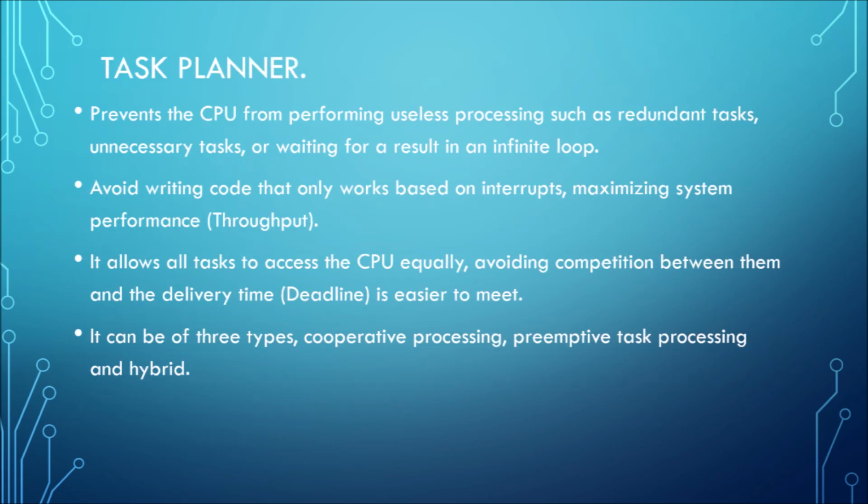A task scheduler has the following characteristics. It helps the CPU to avoid performing redundant tasks, or waiting for a response or result in an infinite loop. It prevents the programmer from using only interrupts to create his code. It allows tasks to access the CPU equally, avoiding competition between them. The scheduler can be of three types: cooperative, preemptive, and a hybrid, which is a mix between the two previous options.